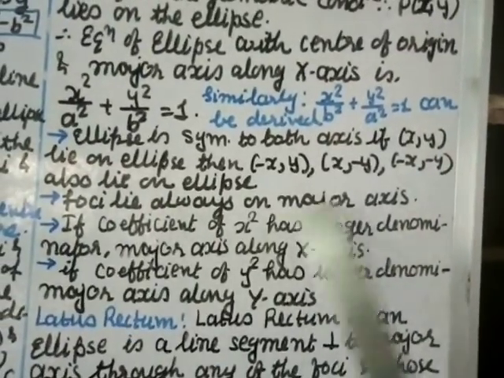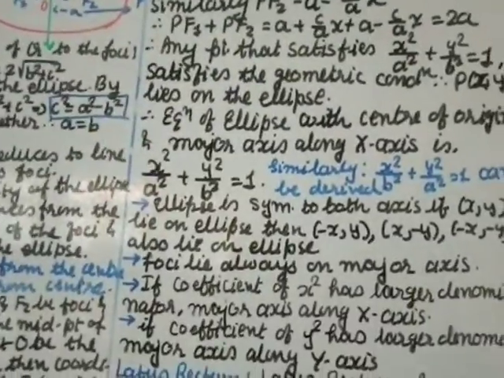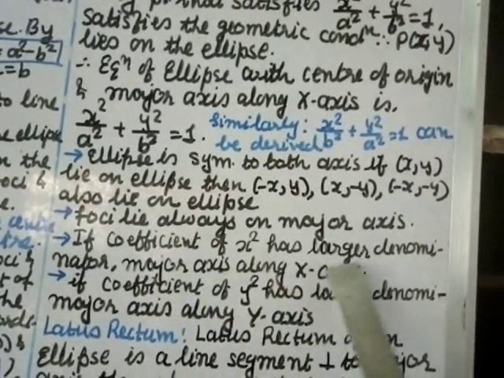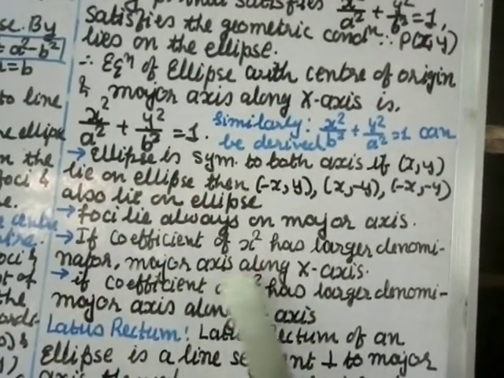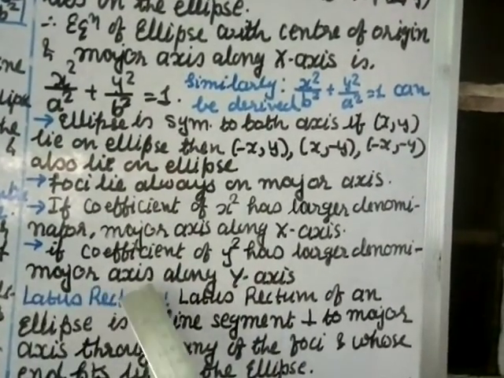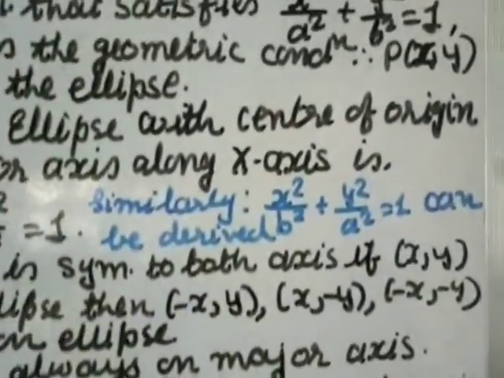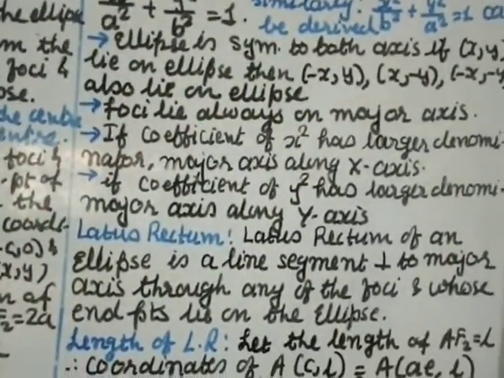Foci always lie on the major axis. So the focus is always on the major axis, either along the x-axis or on the y-axis. If the coefficient of x square has a larger denominator, then the major axis is along the x-axis. So in this kind of equation, if this is larger, then the major axis is along the x-axis. And if the coefficient of y square has a larger denominator, then the major axis is along the y-axis, and the equation will be of this kind. Now next we have the latus rectum.